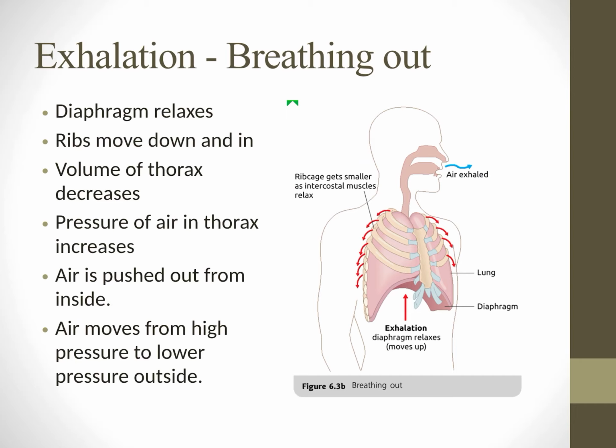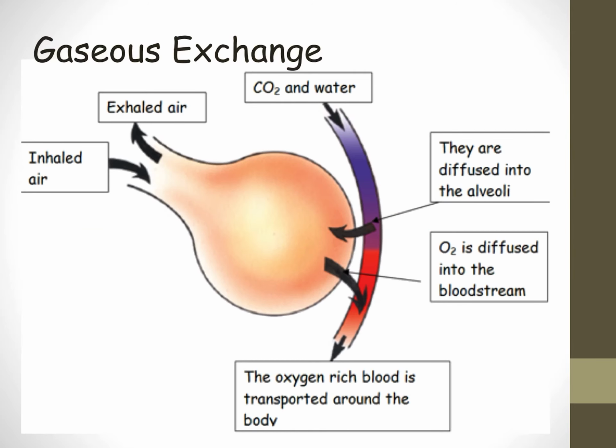Then it's the opposite, of course, for exhalation. So take a deep breath, exaggerate the breathing when you're breathing out now. So look what happens. Your ribs are moving down and in this time. Your diaphragm relaxes, so it moves back up. So look at the picture. What are you doing to the space in your thorax? You're decreasing the space. Less space means the air will be under greater pressure. There's more pressure inside this time, and air is pushed out.